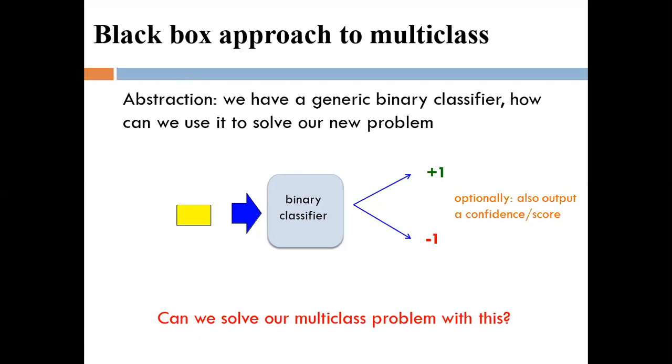A generic binary classifier is basically used for a two-class classification problem, where one class is represented as the positive class and the other class as the negative class. We know that a binary classifier optionally outputs a confidence or score for each class. The question is, can we solve our multi-class problem with this binary classifier? The answer is yes. We have no other option than using the black box approach. So let's see what the first black box approach is.